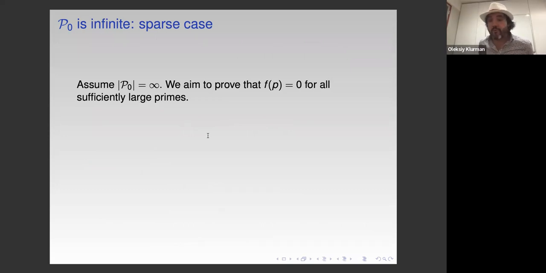So we aim to prove, and for this case, I don't need to prove that I am a Dirichlet character. If I'm infinitely many times 0 for f of p's, then I want to prove that my function is eventually 0. So what I want to prove in this case is that f is eventually 0.